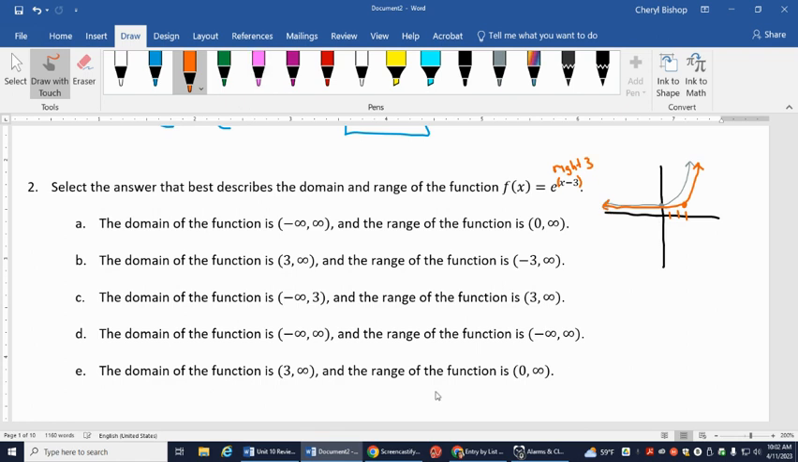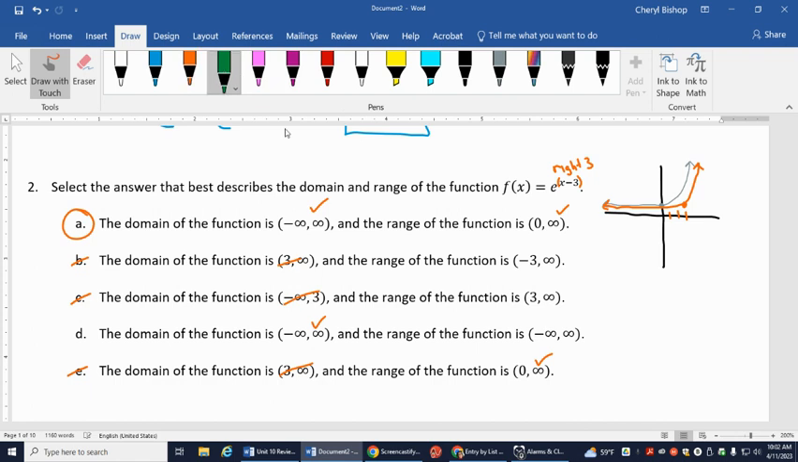So what's my domain? What x values am I allowed to use? Yeah, I can go all the way to the left, and this continues to go out all the way to the right. So negative infinity to infinity. So that means it can't be any of those. So we've already said no, not B, not C, not E. And then what's my range? How low and how high do I go? 0 to infinity, right? Because I'm never going to go below this horizontal asymptote. So 0 to infinity. The one that has the 2 check marks on it is A.